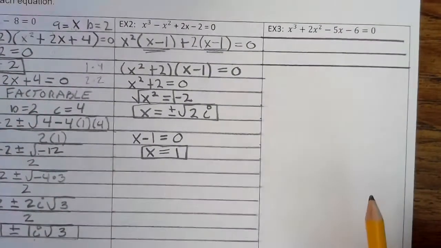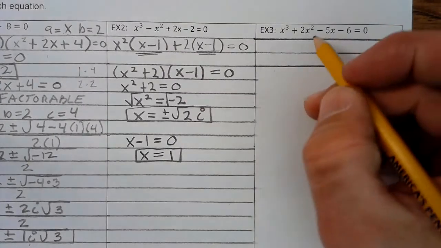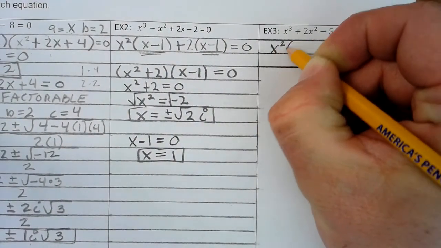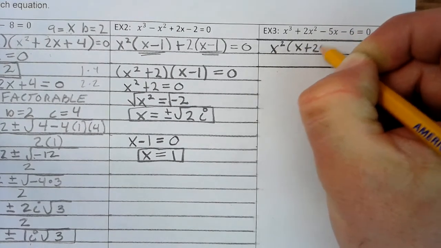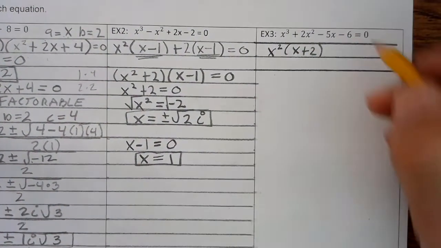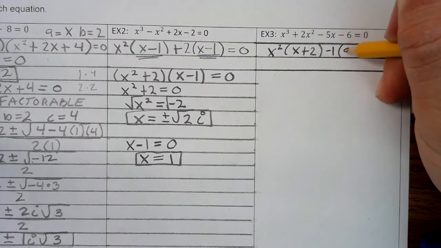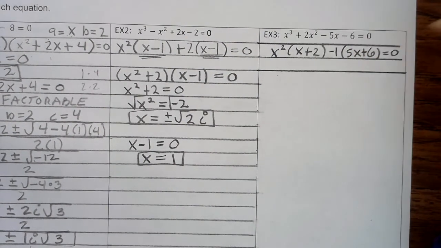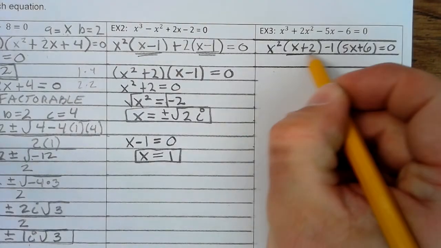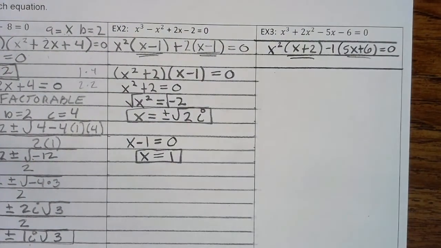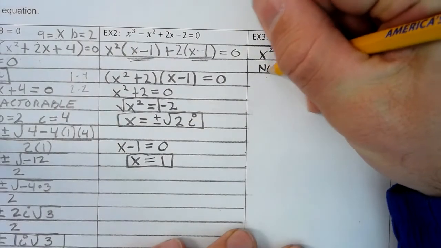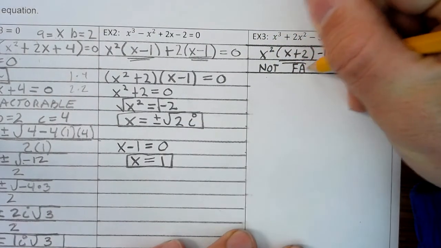All right, so we see 4 terms, so we look to factor by grouping. So then we factor out an x squared, leaving x plus 2. And then we can factor out a negative 1, leaving 5x plus 6 equal to 0. Since these aren't the same, it's not factorable by grouping, so there's nothing else you can do. So it's not factorable.